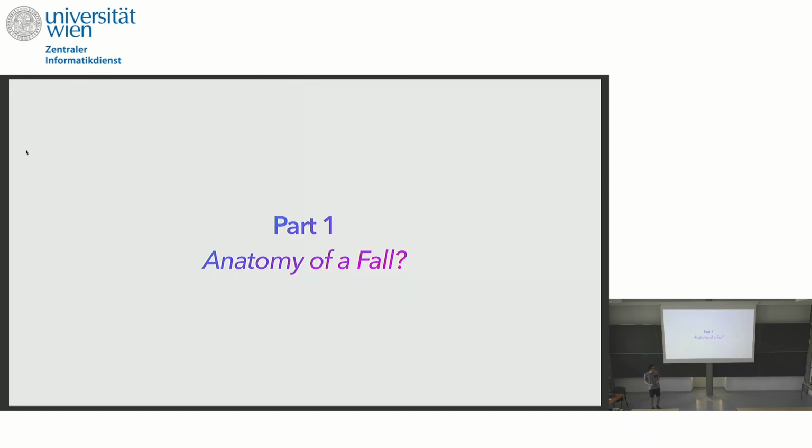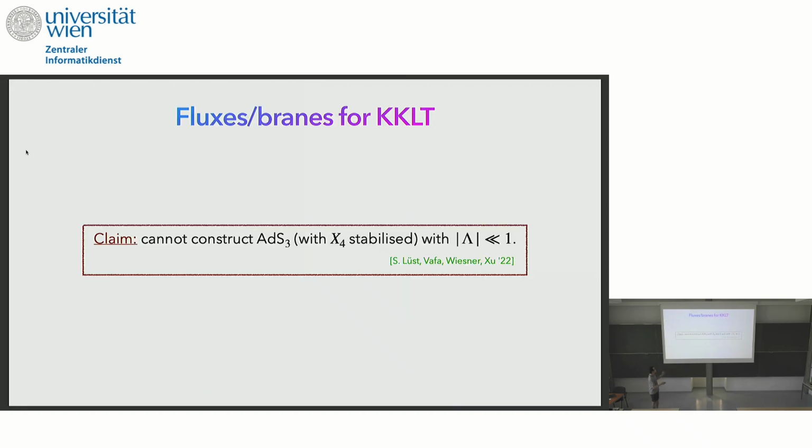So anatomy of four. You can apply the same game for the flux branes, but for KKLT AdS. And this has been done by Severin Lüst, who was here last week, and Kumrun Vafa and Kaishu. The claim of these authors is that it's impossible to construct an AdS3 vacuum with the Calabi-Yau 4 stabilized with arbitrarily small cosmological constant.